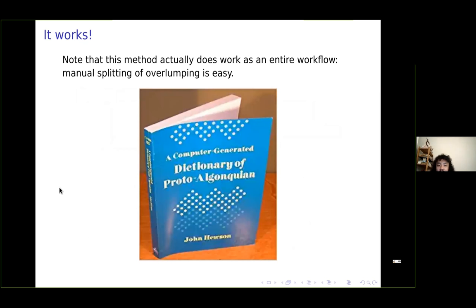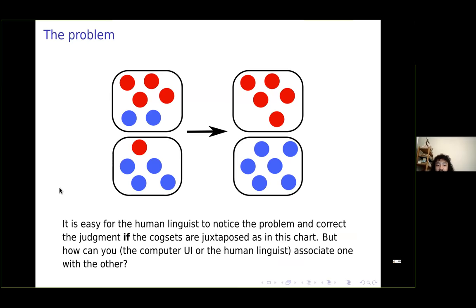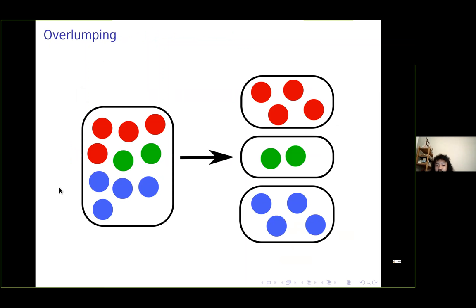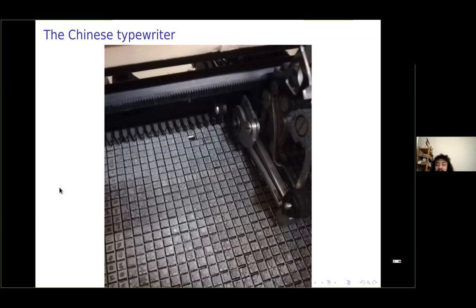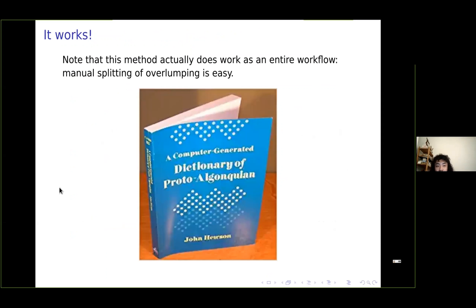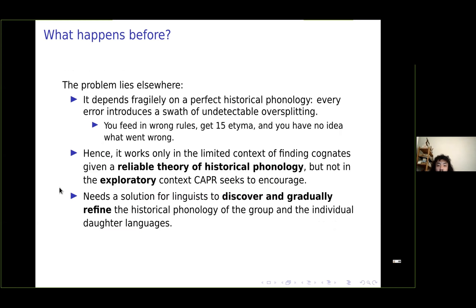So here is the dictionary, and why it works is also kind of easy to explain, because when you have those three kinds of cognate judgment errors, basically you just need to get rid of homophones, which is overlumping, and it doesn't require this kind of matching things together in a 3,000 or 30,000 item set. Okay. So the problem isn't actually what happens afterwards, because you just need to split cognate sets that are already made, so it's easy afterwards. The problem lies before. It has a kind of, let's say, fragile dependency on the perfect historical phonology.